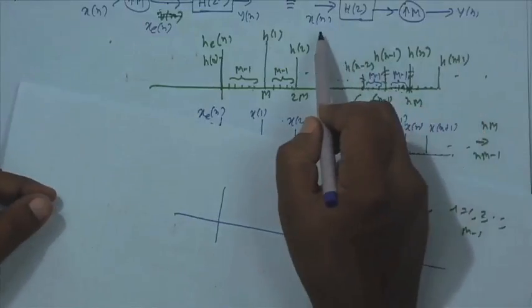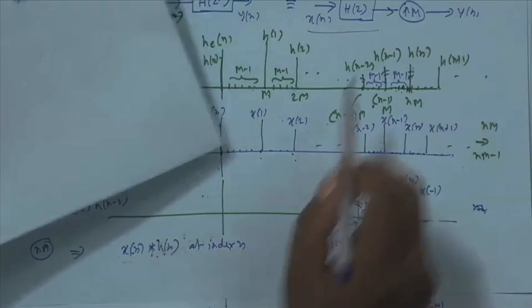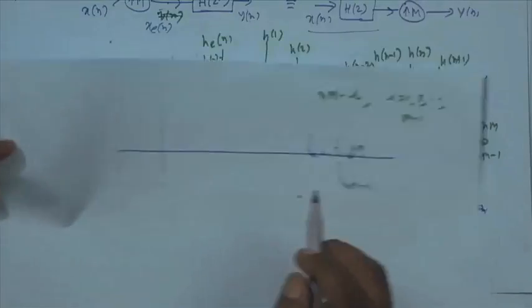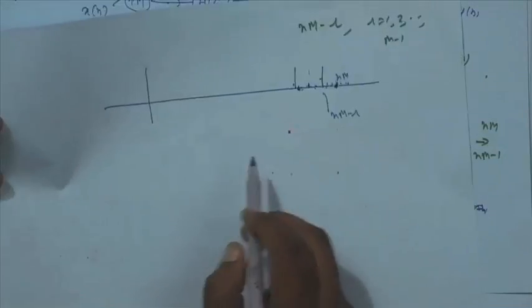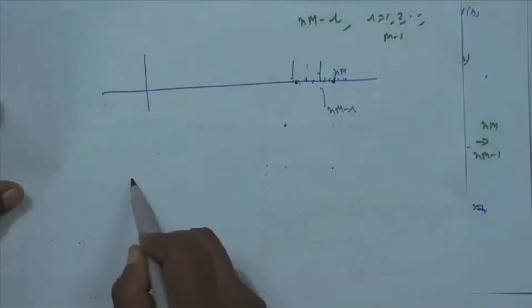So, that means this is what? If you convolve the two like this, and then if you convolve the two at the nth point, you have got x n convolved with h n, at the n mth point.